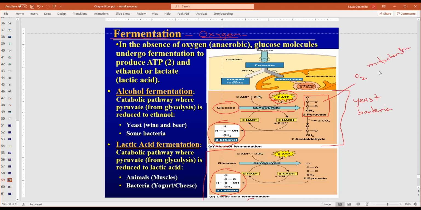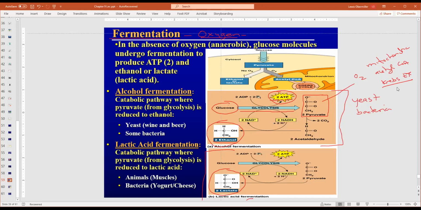And it would get converted into acetyl-CoA, and it would go to the Krebs cycle and then to the electron transport chain. But it doesn't do that because there's no oxygen. So instead, what pyruvate gets converted to is acetaldehyde, and that gets converted into ethanol, which is the same ethanol in beer and wine. And you also produce carbon dioxide.